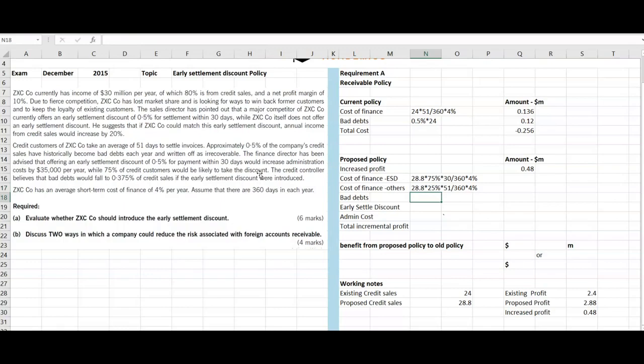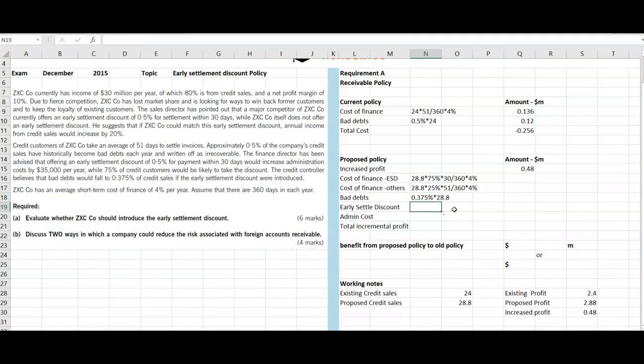So now we'll find out the bad debts. They say the credit controller believes that bad debts would fall to 0.375 of credit. So we already have a credit sales calculation. We'll copy that. We'll paste. So the cost is going to change. It's going to be 0.375, and the sales number is not going to be 24. It's going to be 28.8.